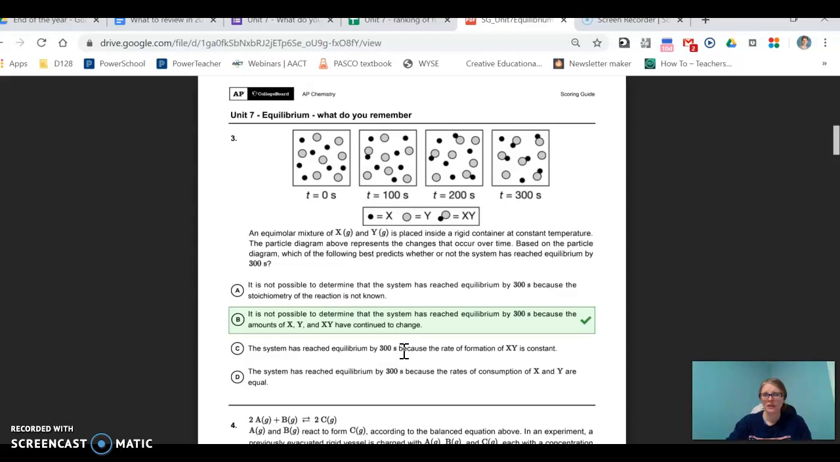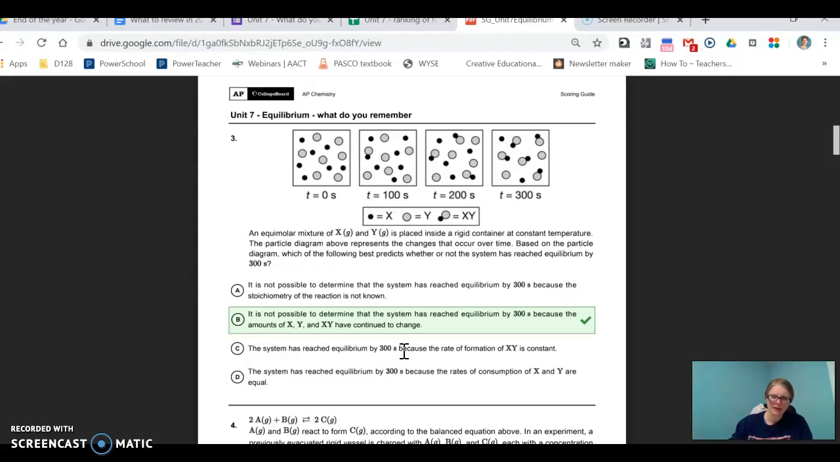So this problem is about, is this at equilibrium or is it not? The answer to it is B. I'm showing the answers as we go. It's not possible to determine the system has reached equilibrium because amounts of x, y, and xy have changed. That's a true statement. But why isn't A, C, or D right?